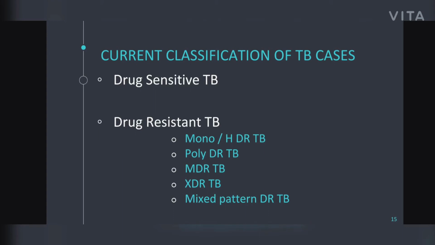Nowadays the current classification of tubercular cases in the National Tuberculosis Elimination Program is only 2 categories: whether it is drug susceptible TB or drug sensitive TB, or drug resistant TB. Drug resistant TB can further be redefined into mono drug resistant TB, poly drug resistant TB, MDR TB, XDR TB and mixed pattern DR TB.